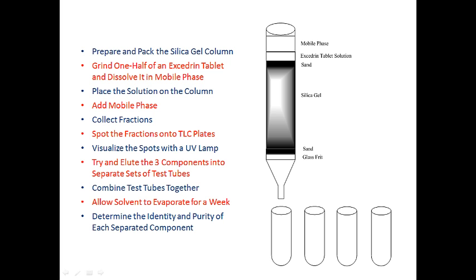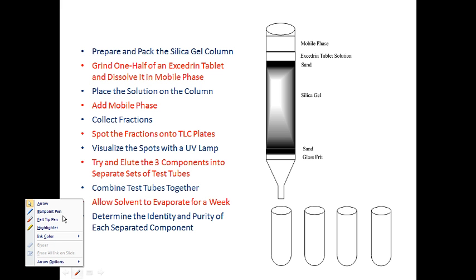So here's an overview of what you're going to do. We're going to use a much larger column for this experiment. Not much larger, but it's going to be probably 2 centimeters in width instead of using a pipette. There are bigger columns that we can use, but in order to cut down on the amount of materials that we're using, we're going to just use these columns, which I'll show you in a moment.